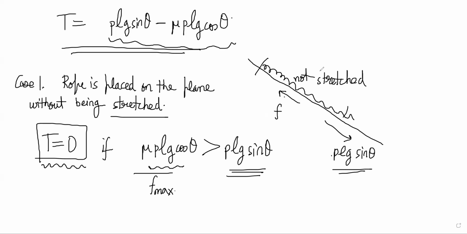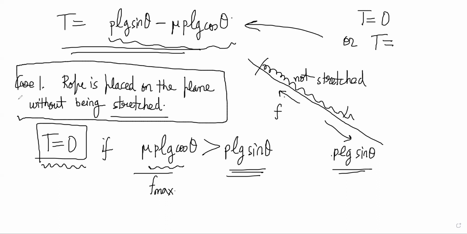If the downward gravity force is smaller than the upward friction's maximum value, then the friction force that is actually going to act will not be the maximum value. It will just be equal to this, and therefore there is literally zero force that tension has to exert in order to keep it there. So basically you are getting two cases. Tension is either 0 or tension reaches its maximum value of this, in the case when the rope is placed on the plane without being stretched, right?